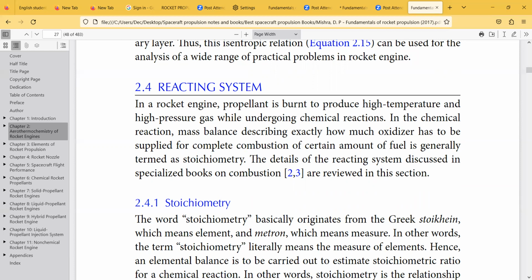Within a given propellant formulation, what is the content of fuel? What is the content of what we call the oxidizer?